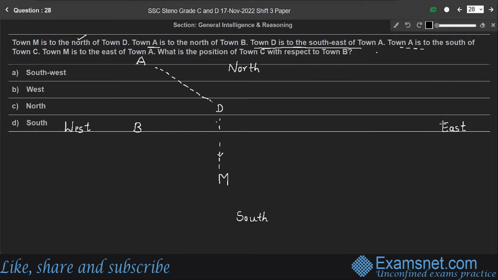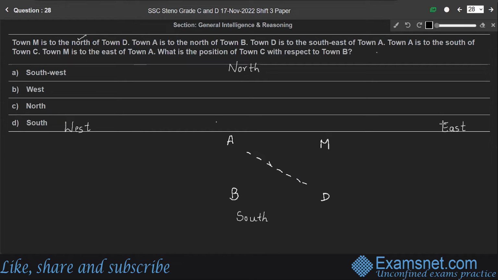Next, town A is to the south of town C. So we'll consider their places once again. First point: town M is to the north of town D. I'll consider town M here, which is to the north of town D, and town D is to the southeast of town A. I'm considering town A here. So town D is to the southeast of town A, and town A is to the north of town B. I'm considering town B here, right?